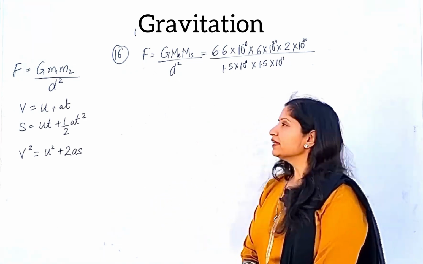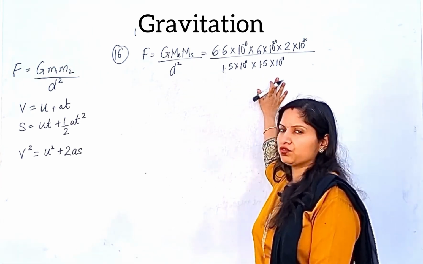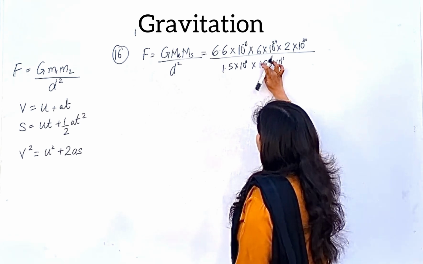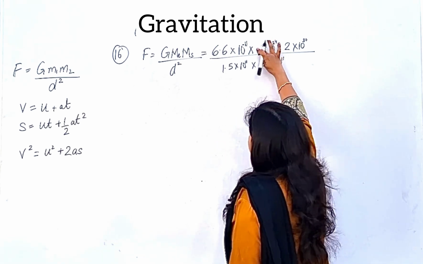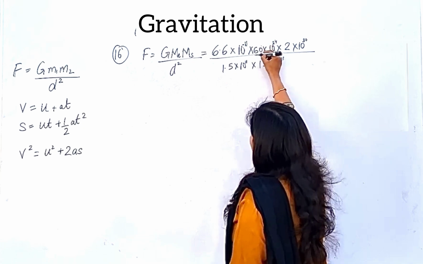Now we just need to do the calculations. These calculations look difficult, but actually they are not difficult. We just do it. 1.5 is here and here it's 6. So I would like to remove the decimal by making it 60. Is that fine for everyone?